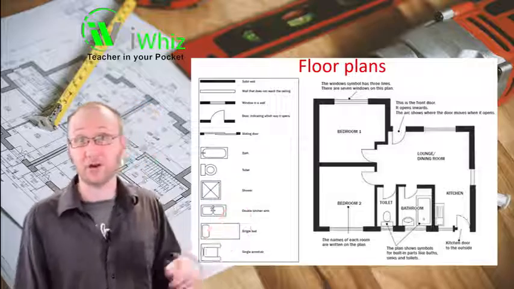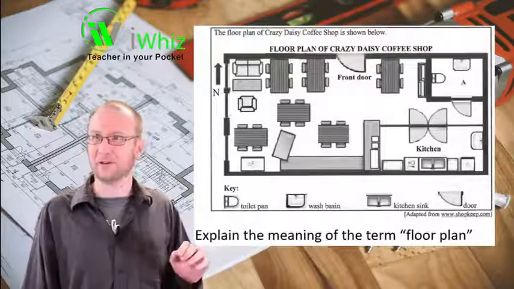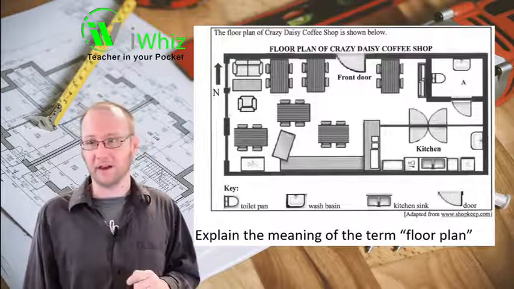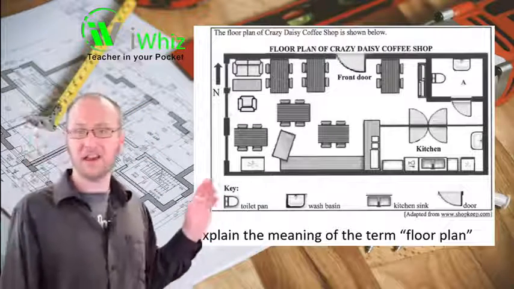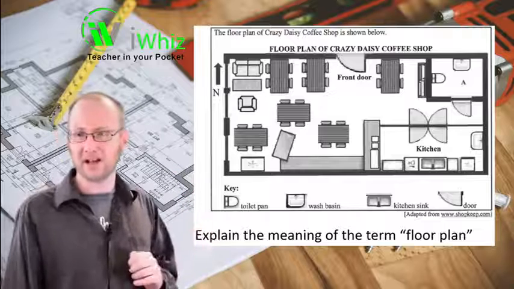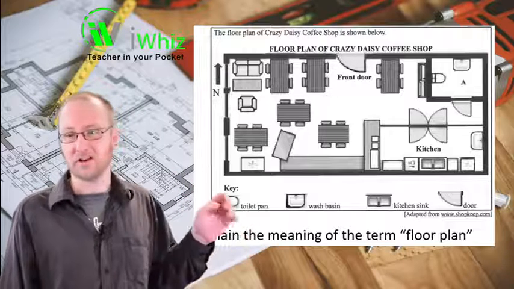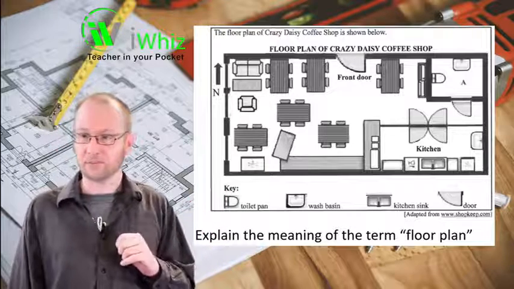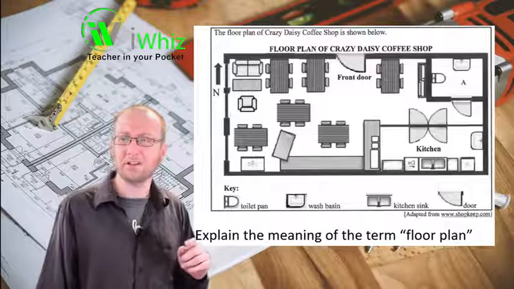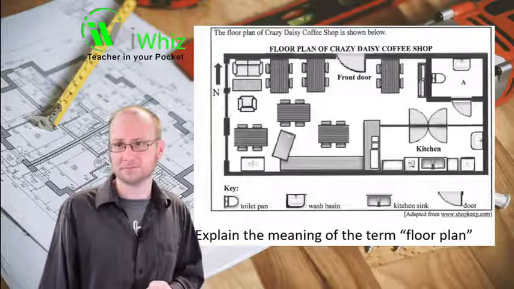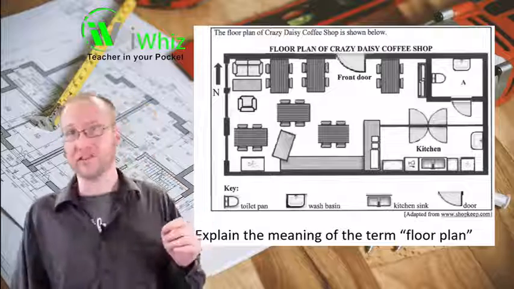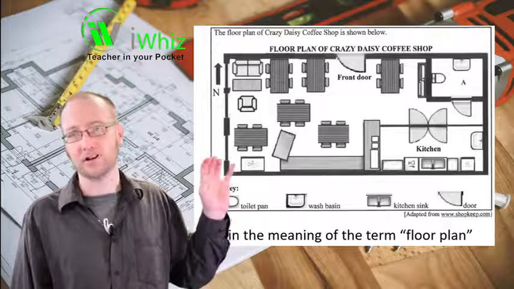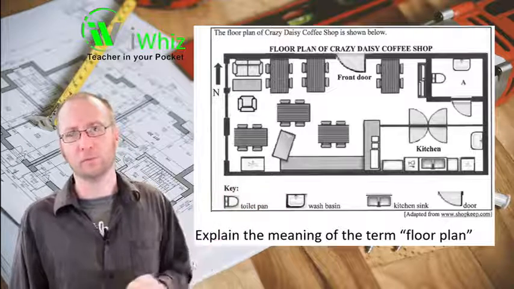Okay, so here we have another floor plan, a floor plan of the Crazy Daisy coffee shop over there. And they've given us a key there. They've shown us what the toilet pans look like, wash basins, kitchen sinks, and a door. And then I'm sure you can tell that we have tables there and other things. Question number 1 says, explain the meaning of the term floor plan. Okay, so a floor plan is a diagram that shows the layout of a particular building or room.